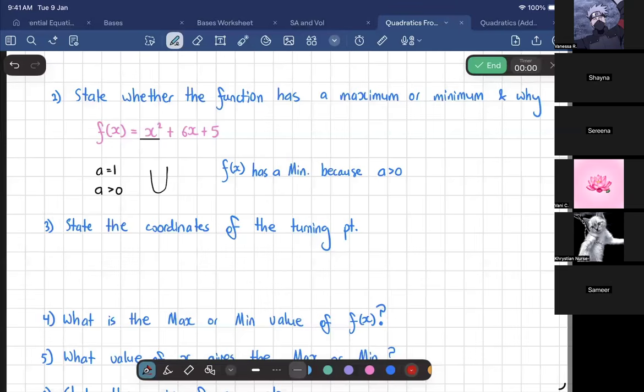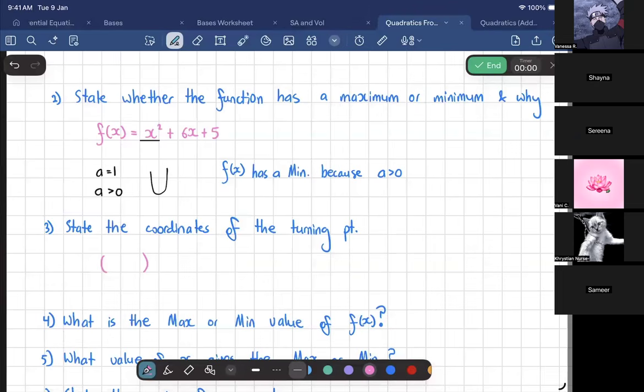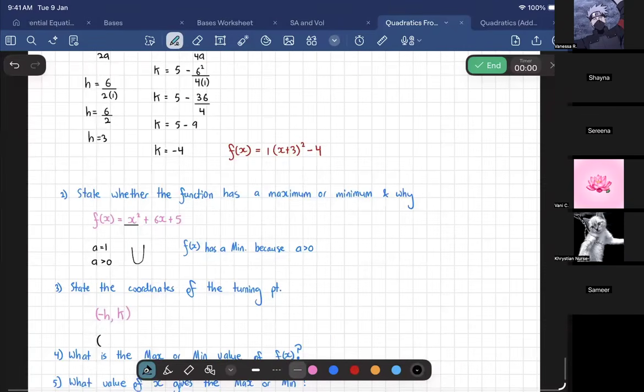Right. So state the coordinates of the turning point. What gives the turning point? The turning point is given by what? Do you remember how you would find the turning point? Negative h, comma k in brackets. Right. Negative h comma k. Great. Now in this question, we found that h was 3. So what would negative h be?